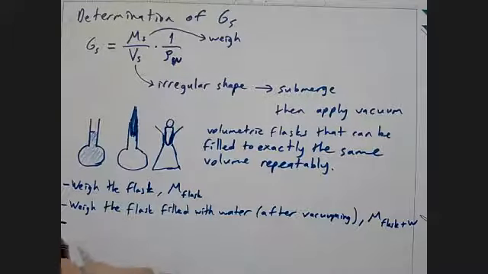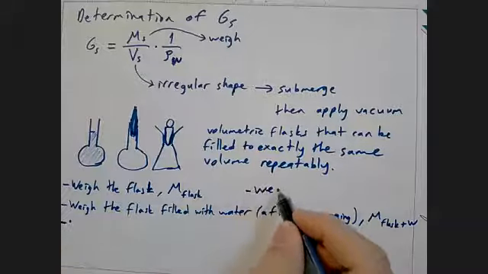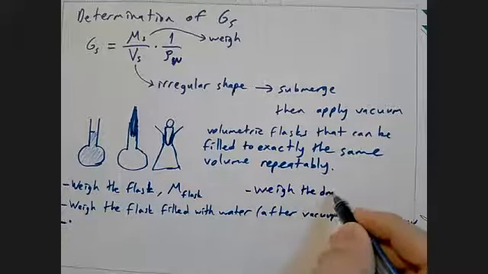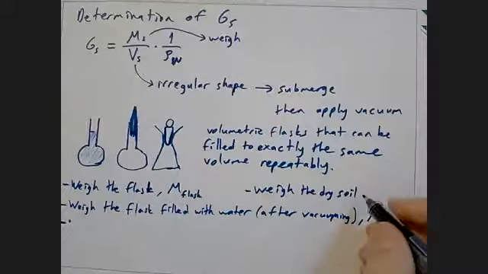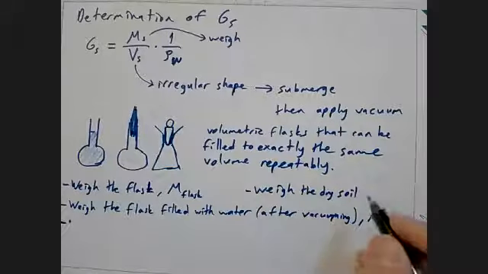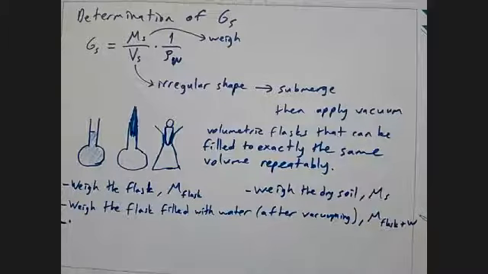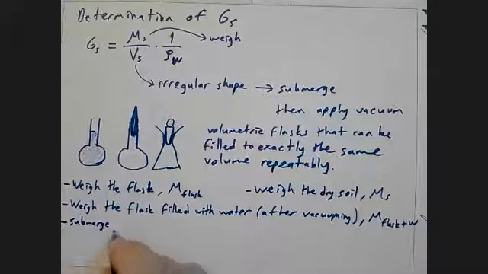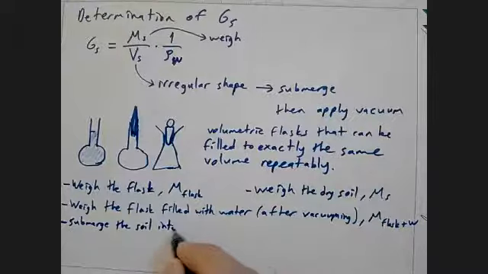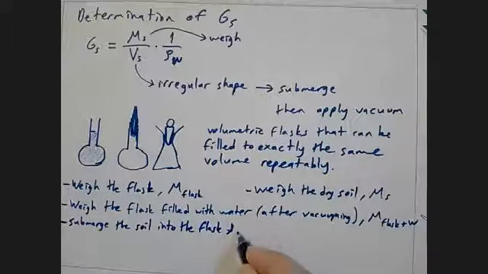Then of course weigh the soil as well, the dry soil, or you can weigh the moist soil. If you also have a water content measurement, you can figure it out from phase relations. So this is mass of solids. So put the soil into the flask and vacuum, as I mentioned earlier. Then weigh.